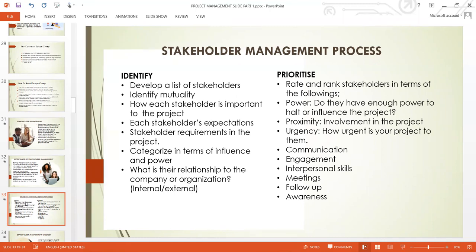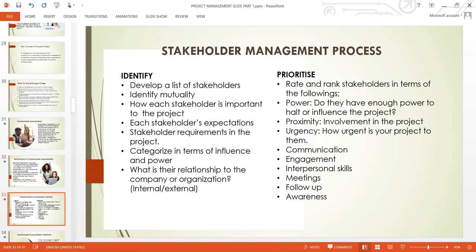How each stakeholder is important to the project. Each stakeholder's expectation, stakeholder requirements in the project, categorize in terms of influence and power. What is their relationship to the company or the organization? So these are how you find them.